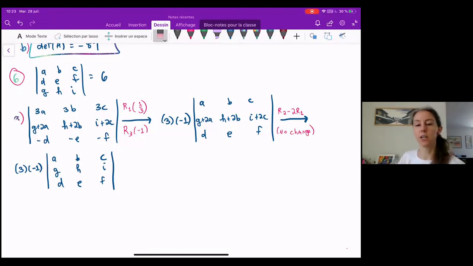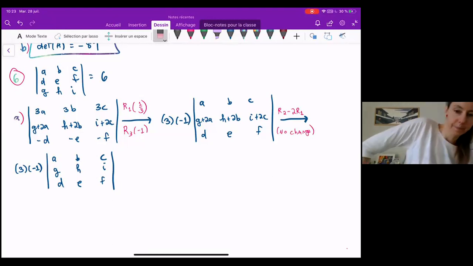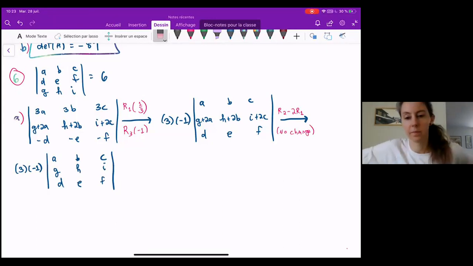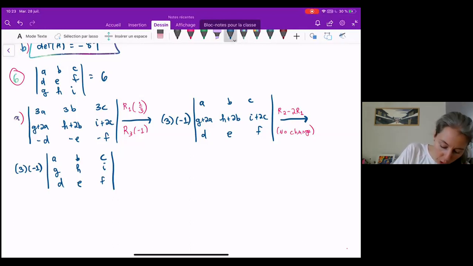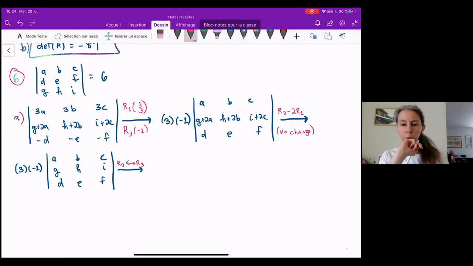Did I get this back to the original thing? Is it the original? Are you sure? Exactly. Good job, Jordan. I'm going to have to switch rows 2 and 3. So row 2 and row 3 will switch.